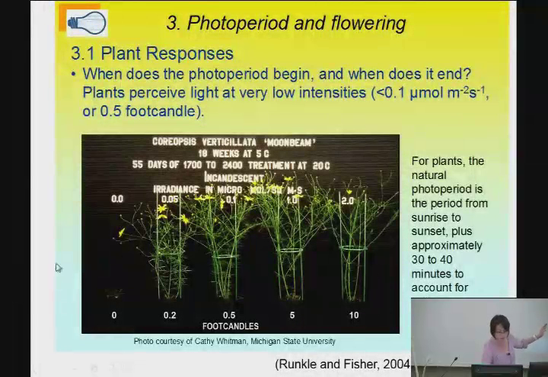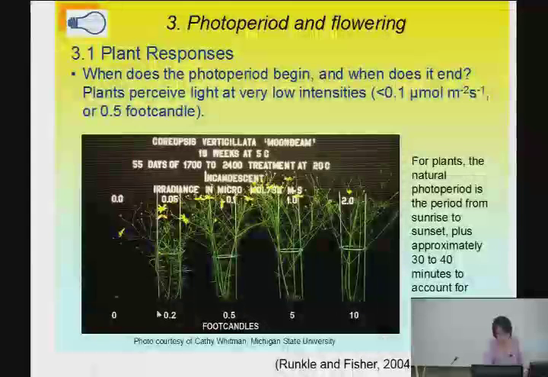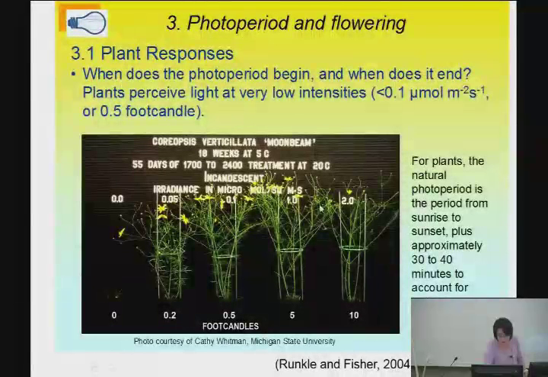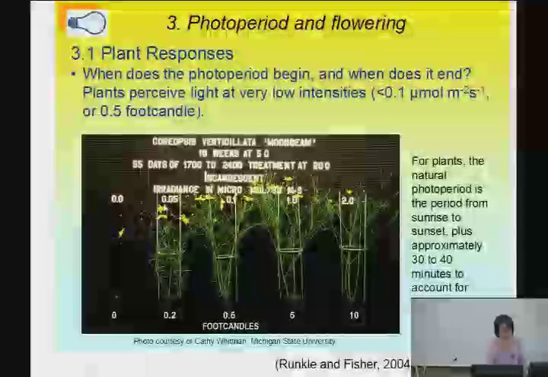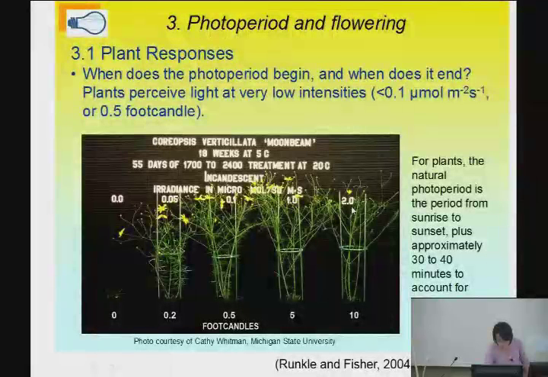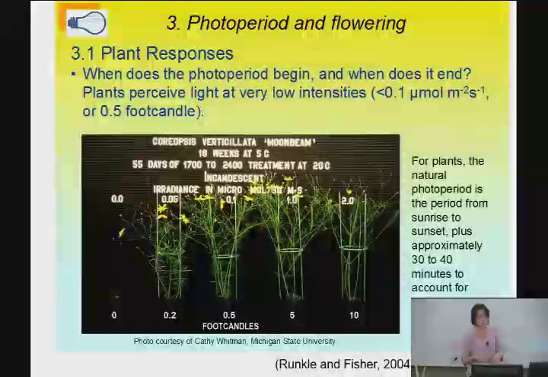That is the left-hand side, right? And then they tested 1, 2, 3, 4 light levels. It's in foot candles because it's toward growers, but actually they put micromoles per square meter per second in here. It's hidden by the plants, but the smallest value is 0.05 micromoles, then 0.1, 1.0, 2.0. So it's very low light, right?